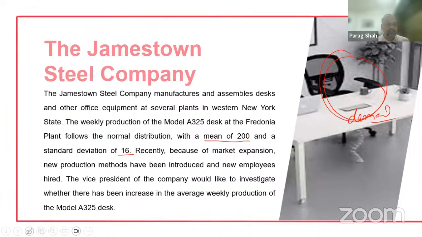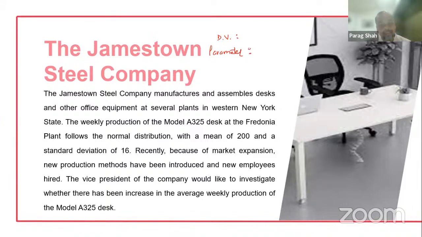Now how to address this kind of problems? Let me go systematically. First thing, we need to understand what is the parameter of the question that is asked. Which is the decision variable? Which is the parameter? I'll ask these two things. Now, as we are doing it for the first time, let me explain what it is. We'll read the question. The vice president of the company wants to investigate whether there has been an increase in the average weekly production. So which is my variable? Variable is weekly production.